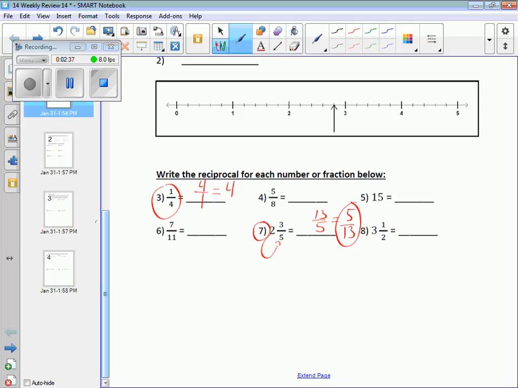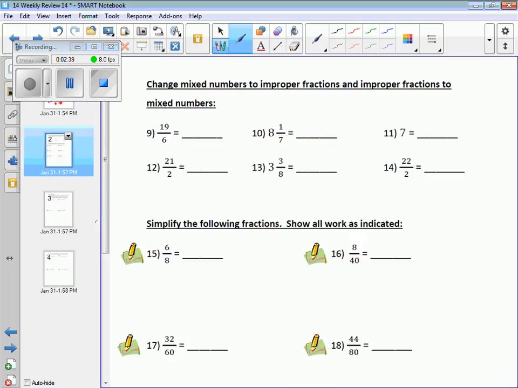Going on to the second page. With 9 through 14, if it's already an improper fraction, we have to change it to a mixed number. And consequently, if it's a mixed number, we have to change it to an improper fraction. So based on what we see, I'm going to do 9, and I'm going to also do number 10.